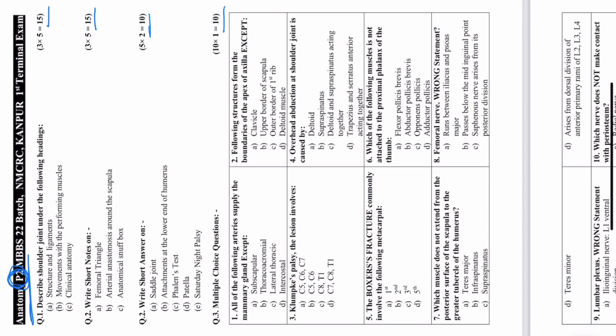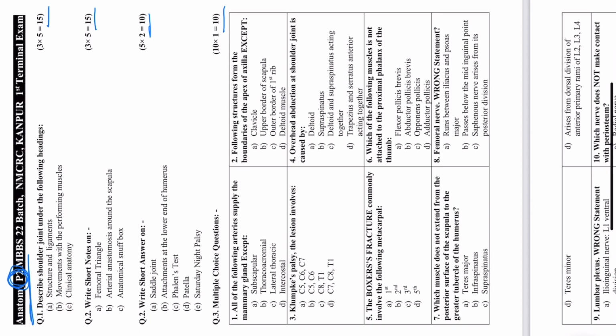This is really important because there are all the movements possible at the shoulder joint: flexion, extension, adduction, abduction, medial rotation, lateral rotation, and circumduction. All these movements are being performed by which muscles? You will have to mention this. And then including the clinical anatomy: the frozen shoulder, calcific tendinitis, subacromial bursitis, Dawbarn sign, then aspiration of the synovial fluid sometimes. All you can mention here.